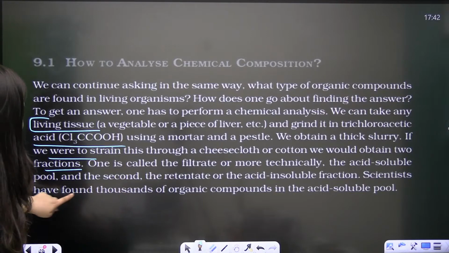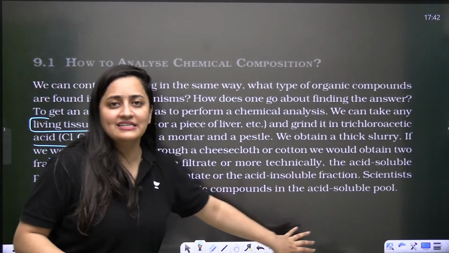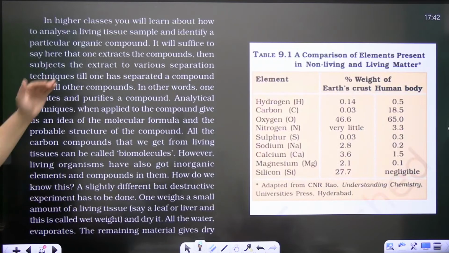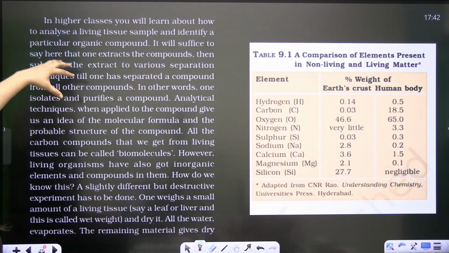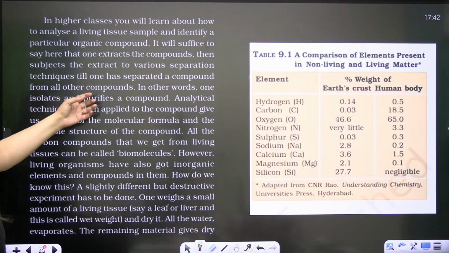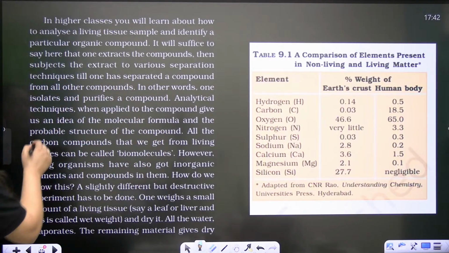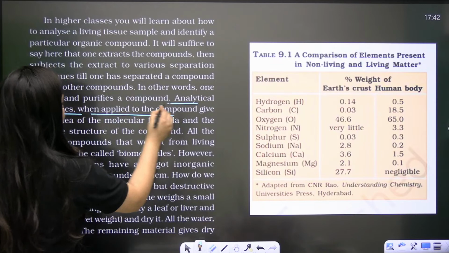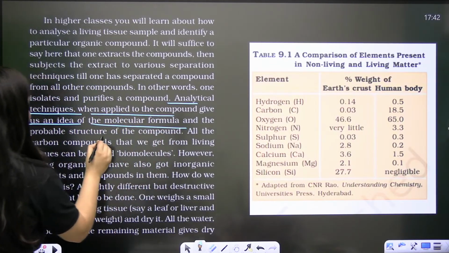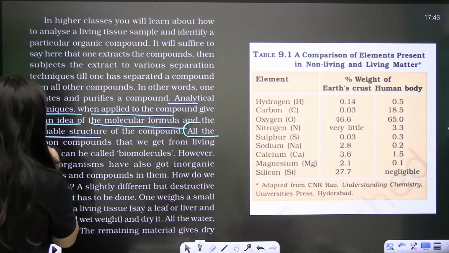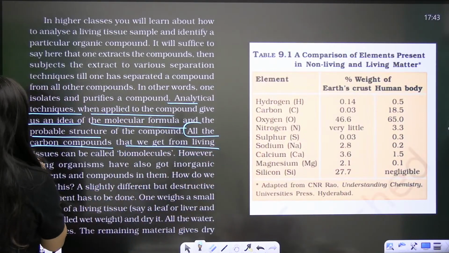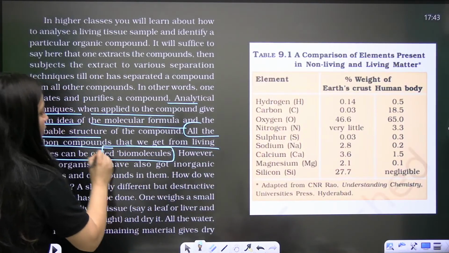Done? Scientists have found thousands of organic compounds in the acid soluble pool. Now just look at this table. Here they are mentioning other techniques, which we don't need. With the help of some techniques, we separate these compounds. Analytical techniques, when applied to the compounds, give an idea of molecular formula and probable structure. We need to focus here that all the carbon compounds that we get from the living tissue are biomolecules.